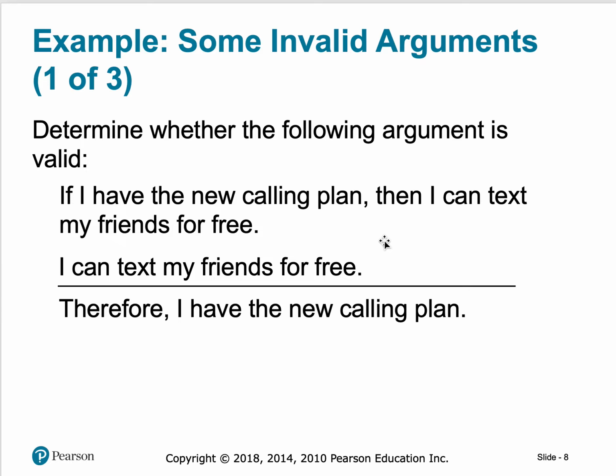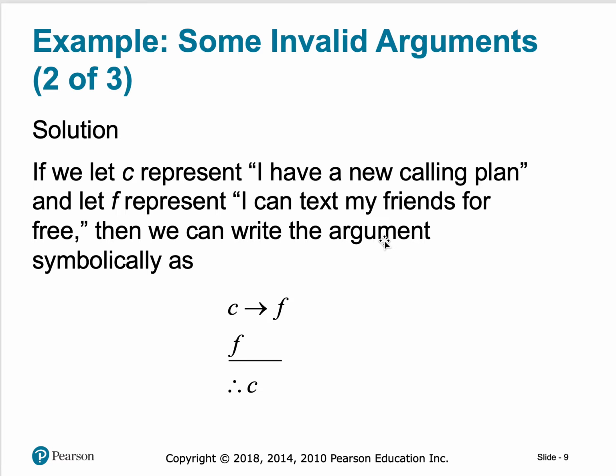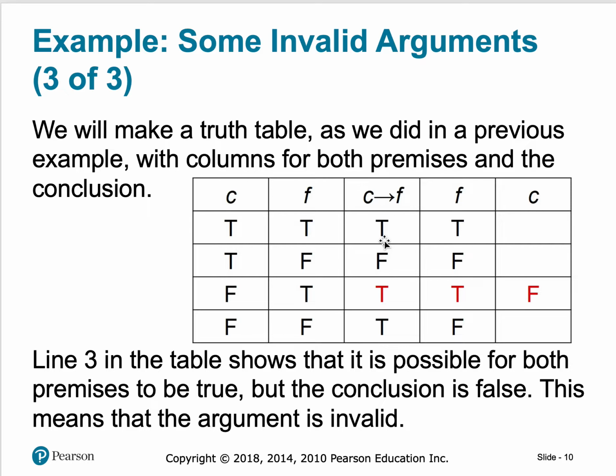If I want to look at an invalid argument, what does that actually look like? If I have the new calling plan, then I can text my friends for free. And then I have the statement, I can text my friends for free. Notice how I'm taking the second phrase of that conditional. Therefore, I have the new calling plan. So I'm just breaking up that if-then into the concluding statement. If I represent this, I'm going to see if C, then F, and then F, therefore C, which is just what I went over.